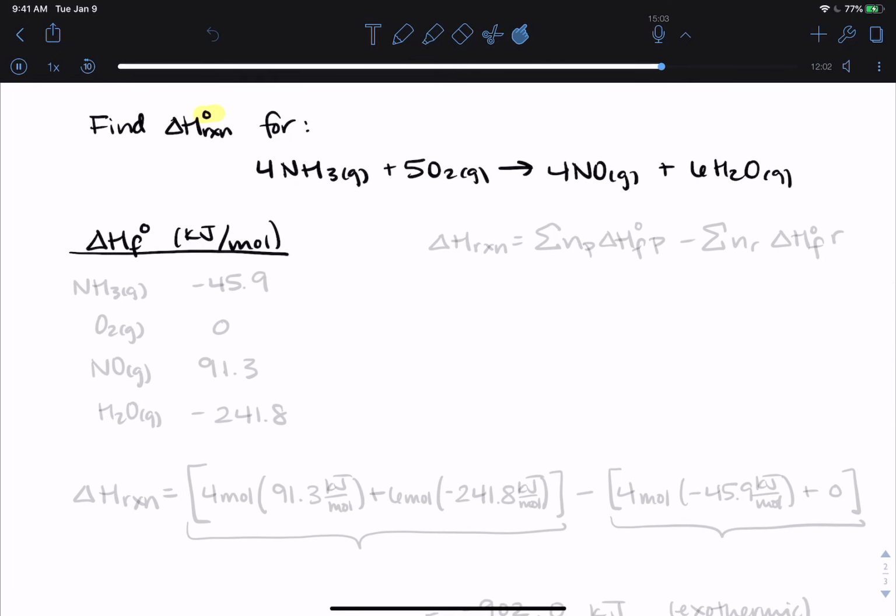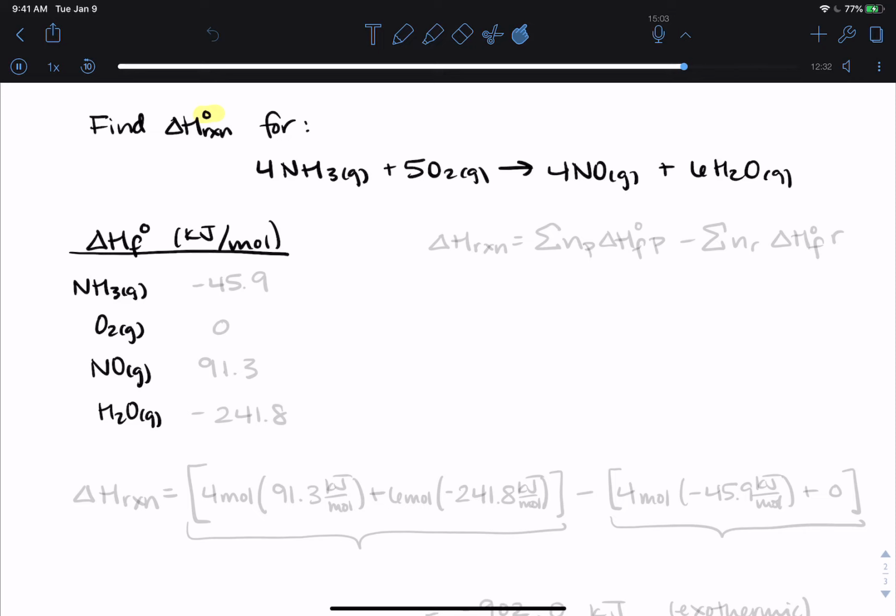So I'm going to make a little table here. Now, what you should do as you're practicing this is make the list: NH3 gas, O2 gas, NO, and H2O. Pause here, go to the appendix and see if you can find these values on your own. All right, you have a second to pause.